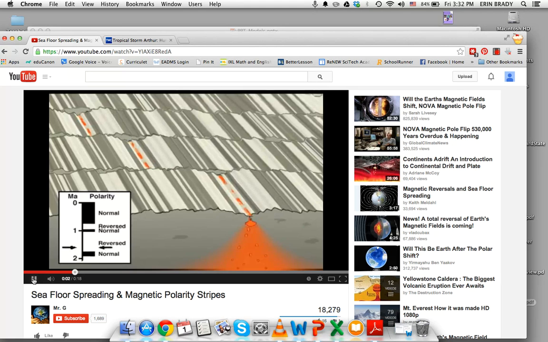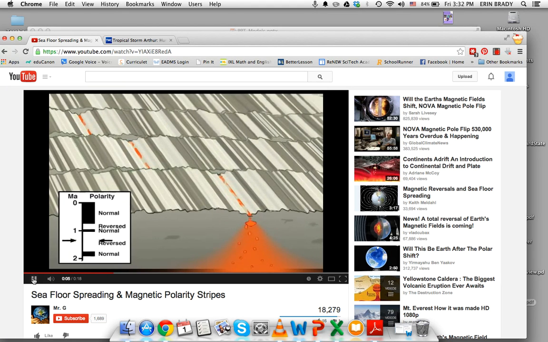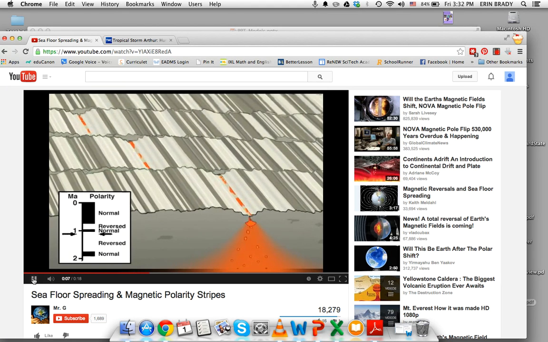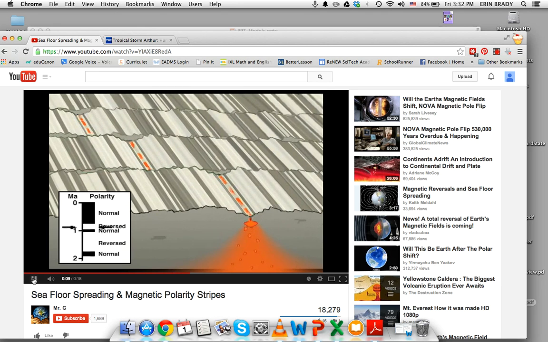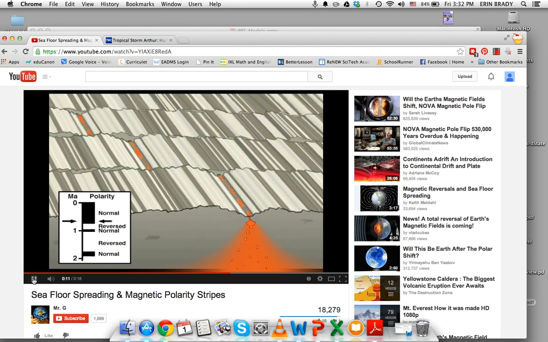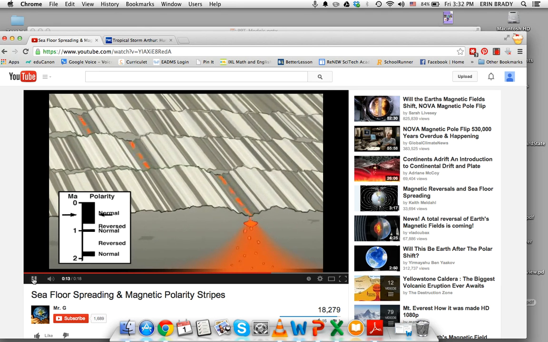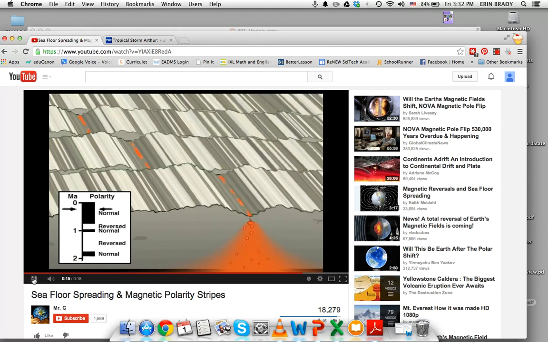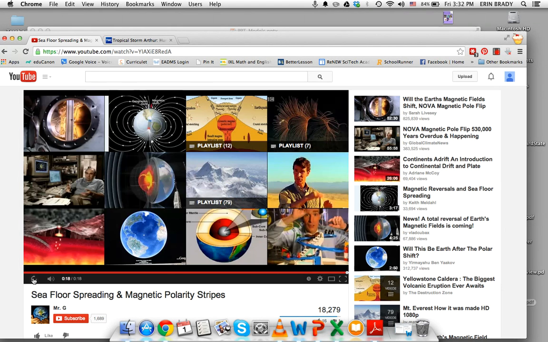What I love about this model is it really helps me to understand the idea of seafloor spreading. I now understand what Miss Brady was talking about. The crust on the outside is getting pushed further and further, and that makes it older. The newer crust is right by the magma source.